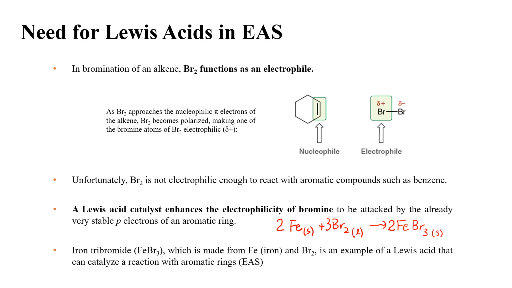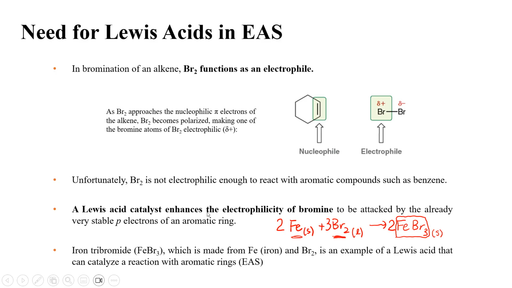What I'm really just showing here is where you get the Lewis acid. The Lewis acid is FeBr3, and we make it from iron and Br2. So as you saw earlier, when we threw iron in the reaction, we were able to substitute a proton on a benzene for a Br. And this is where you get the Lewis acid. This is how you can make it.